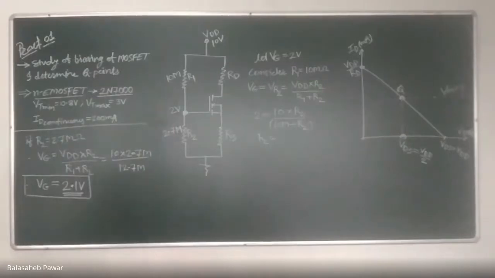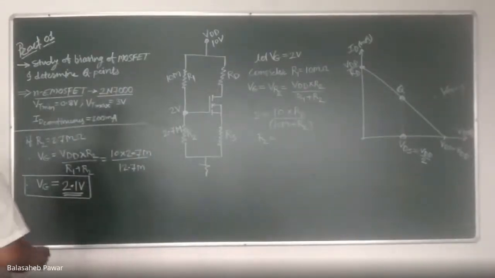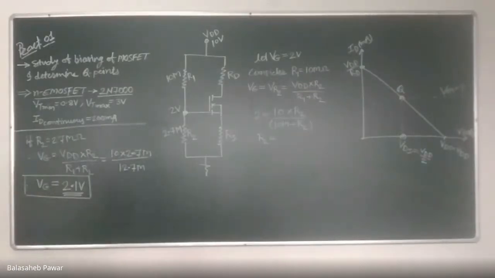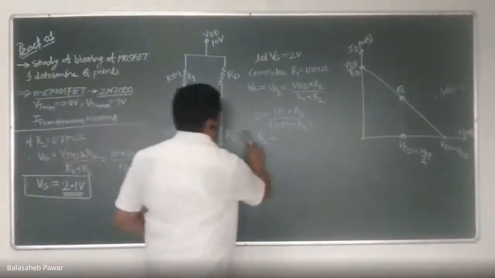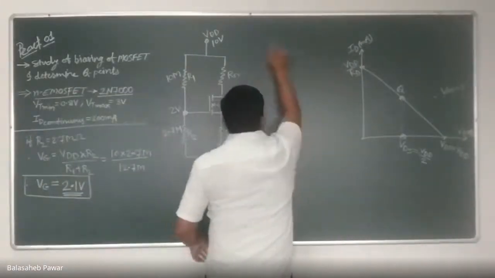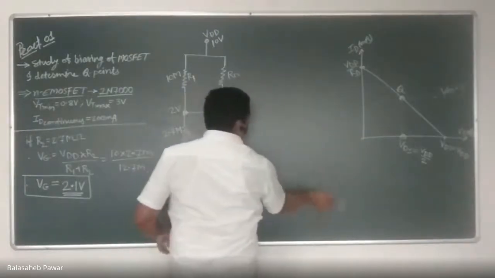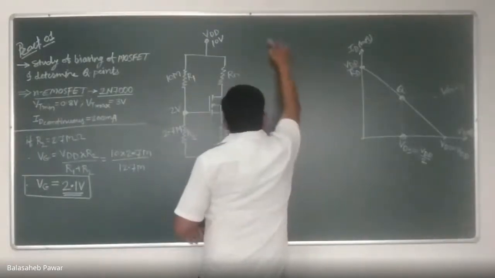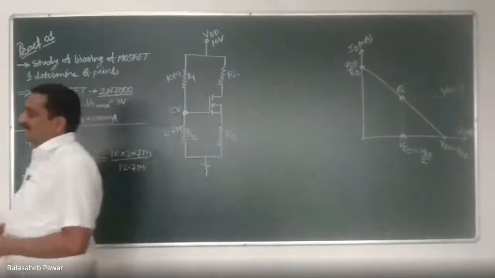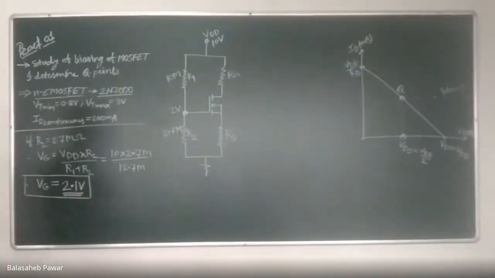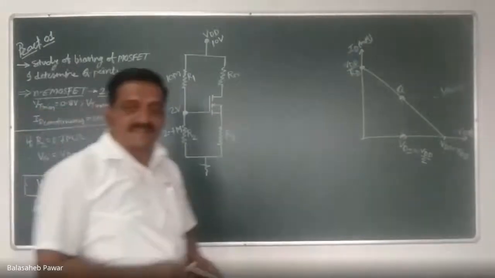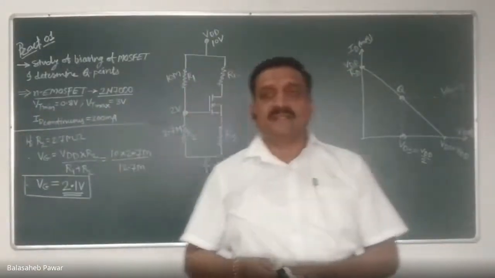Next statement, note down. To operate the transistor as an amplifier, the Q point is to be selected at the center of the DC load line.